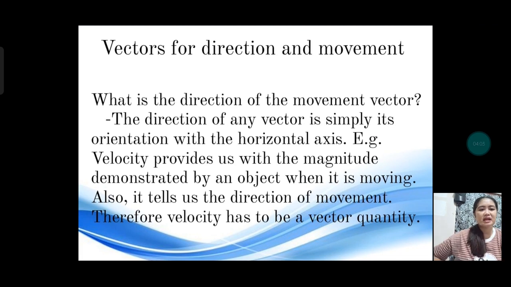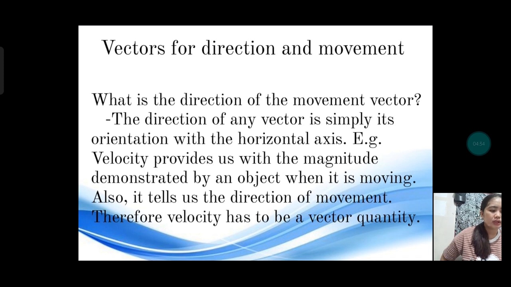So, what is the direction of the movement vector? The direction of any vector is simply its orientation with the horizontal axis. Velocity provides us with the magnitude demonstrated by an object when it is moving. Also, it tells us the direction of movement. Therefore, velocity has to be a vector quantity.